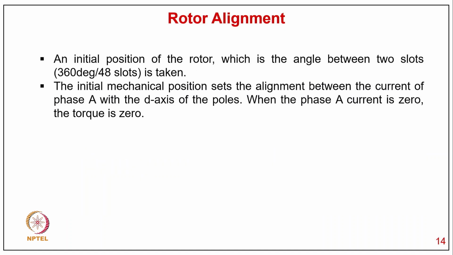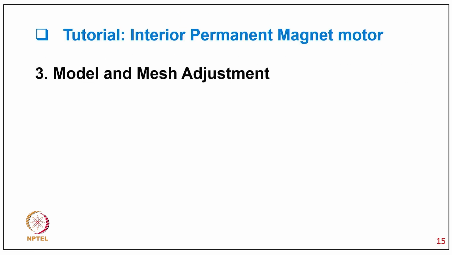The initial position of the rotor is the angle between two slots, 360 degrees by 48. The initial mechanical position sets the alignment between the current of phase A and the d-axis of the pole. When the phase A current is 0, the torque is 0.